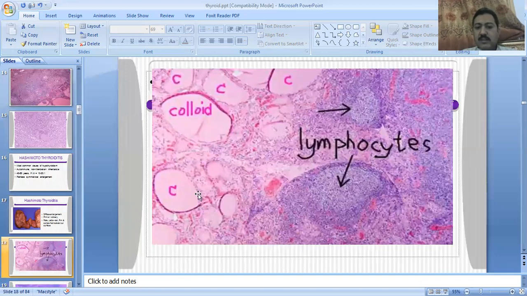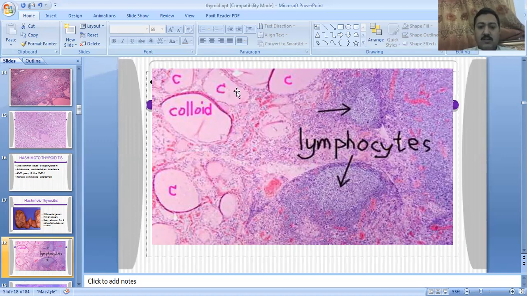And again, this one is the histological identification points of Hashimoto thyroiditis. In Hashimoto thyroiditis, there will be excessive accumulation of lymphocytes, and they form lymphoid aggregates, and the lymphoid aggregates can form germinal centers. So these are the identification points of Hashimoto thyroiditis: accumulation or aggregates of the lymphocytes, and there will be the formation of the germinal center and the lymphocytic aggregates. So these three are the identification points of Hashimoto thyroiditis.